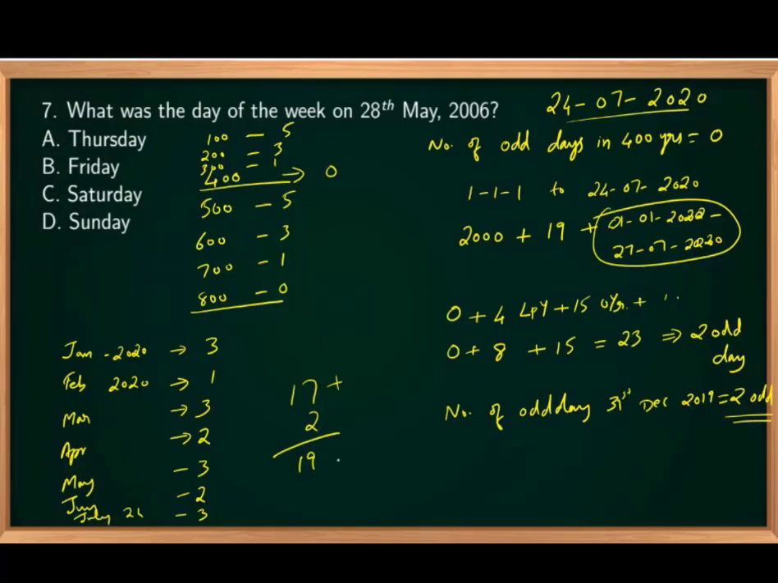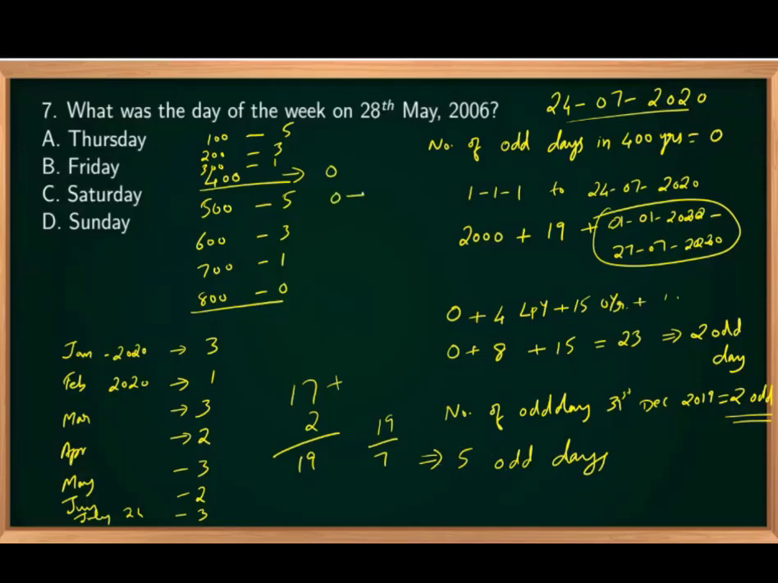Again, the whole number is divided by 7 to get the remainder. 14, 5 odd days. Okay, is it clear up to this? Yes, okay, fine. We get the answer as 5 odd days.